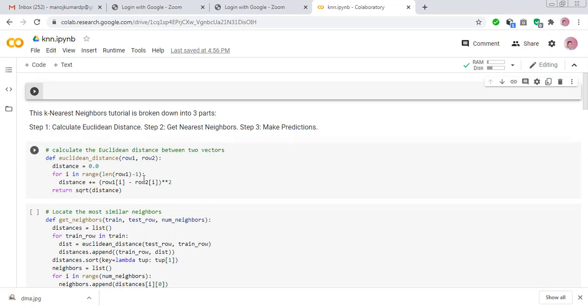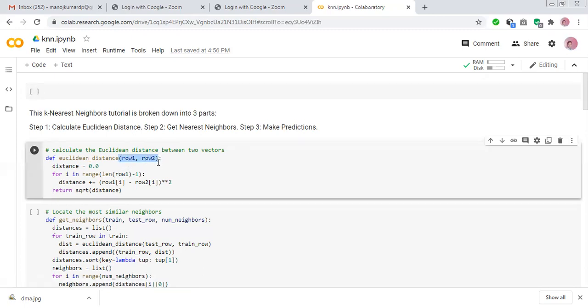We calculate each and every distance using P1 minus Q1, using the formula: distance of P comma Q is equal to the square root of P1 minus Q1 whole square plus P2 minus Q2 whole square, up to Pn minus Qn whole square. Now calculate the Euclidean distance between two vectors, from row 1 and row 2.